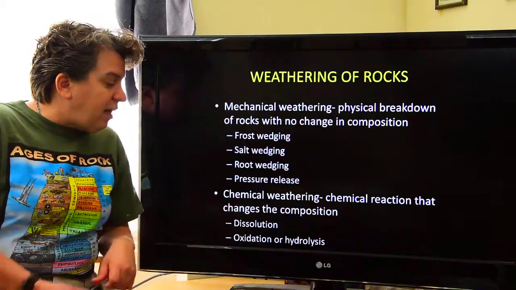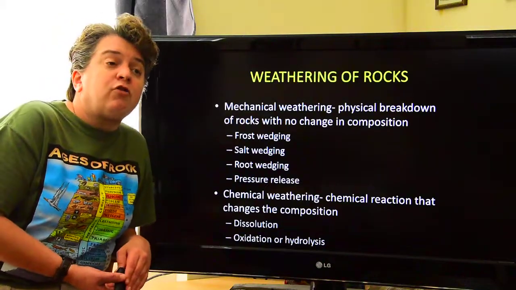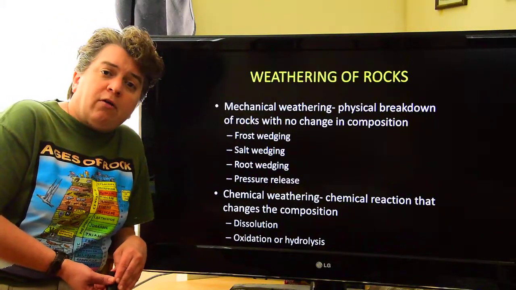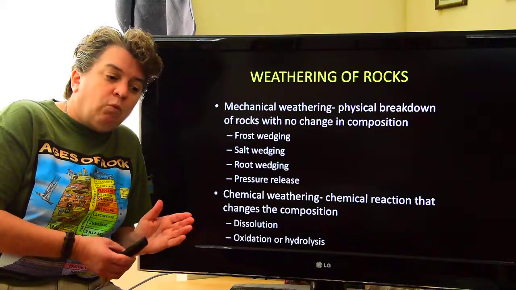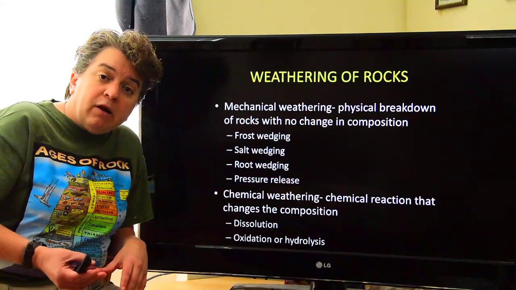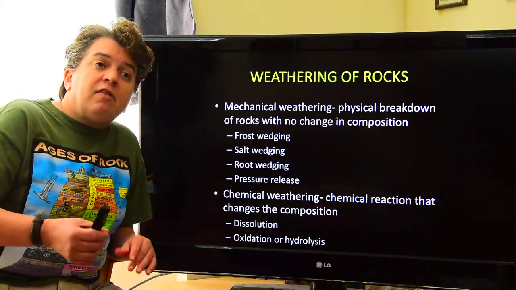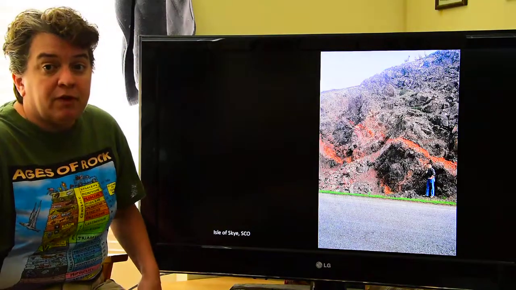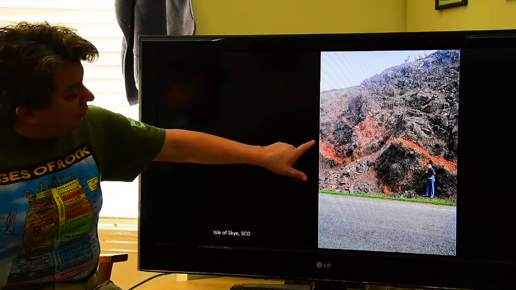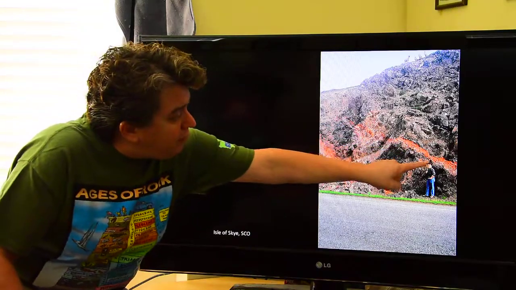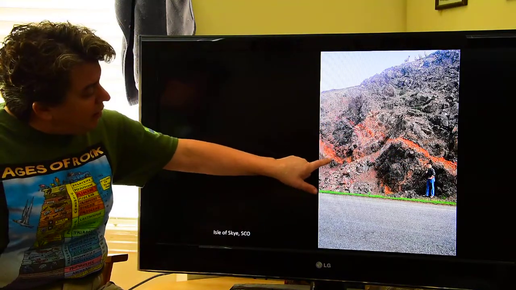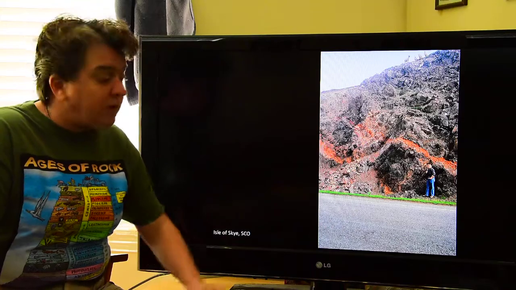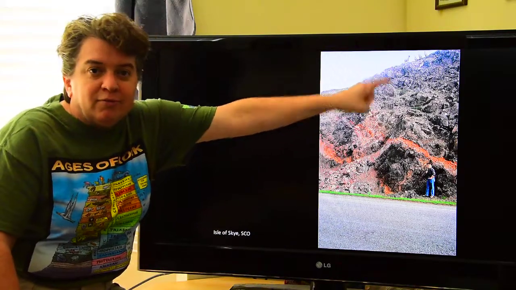Or you can have things like oxidation and hydrolysis. These are other chemical reactions between water and the minerals and oxygen that can alter the composition of that rock. And right here you'll see these reddish zones in those lava flows. And that's where oxidation has happened. Some of the iron minerals in those lava flows basically have rusted. See the sheep?